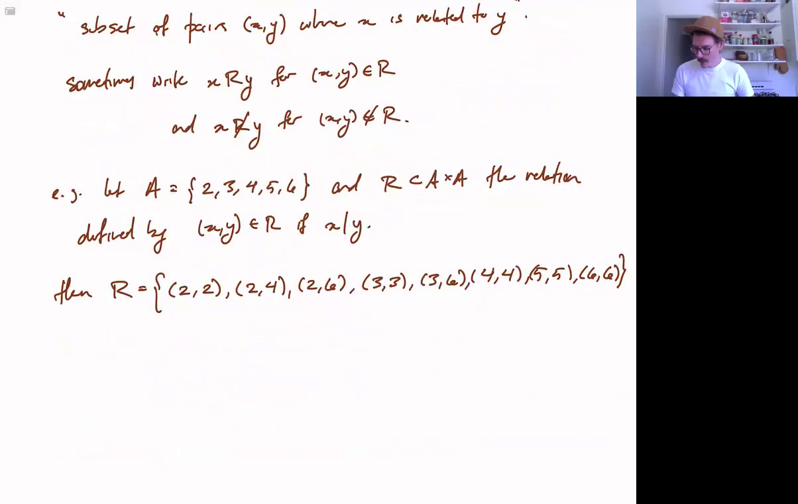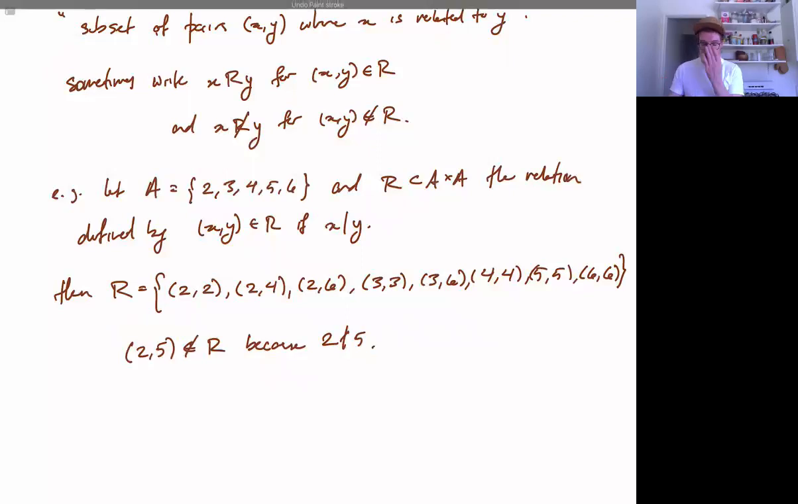And also, for example, (2, 5) is not in R because 2 does not divide 5. Very good. So often it's clearest not to write down the relation at all and just to use properties that you know about it to work with it.